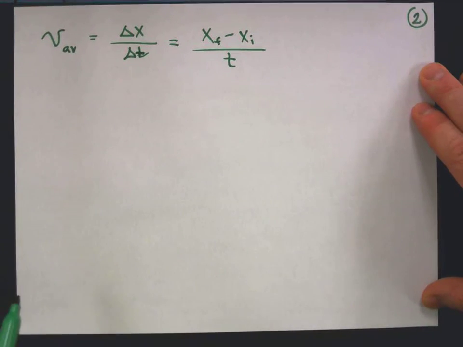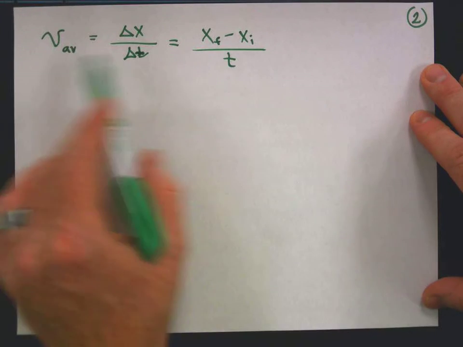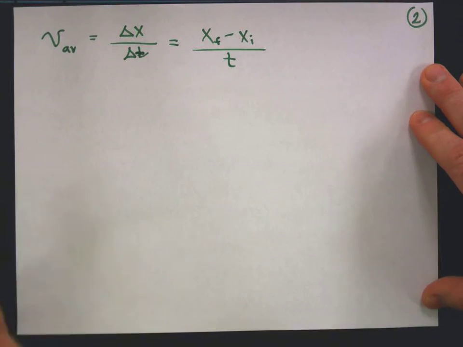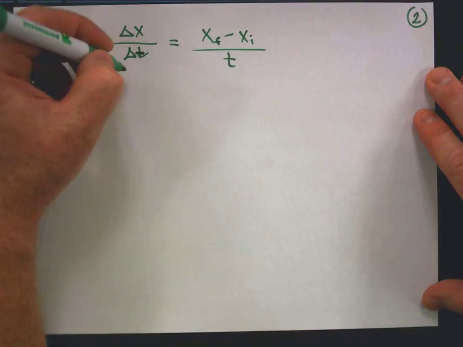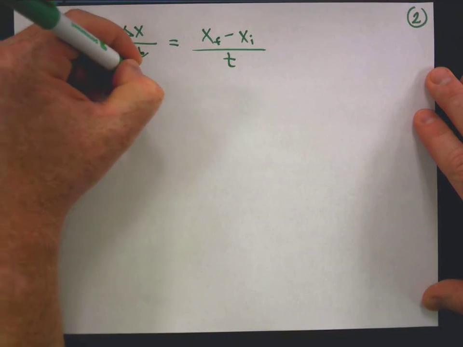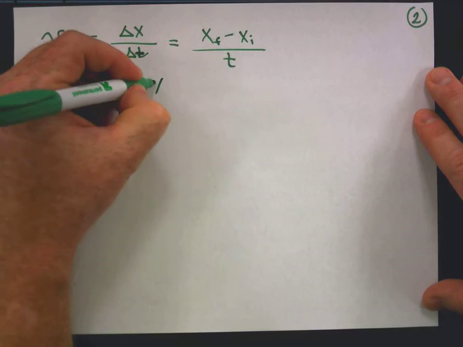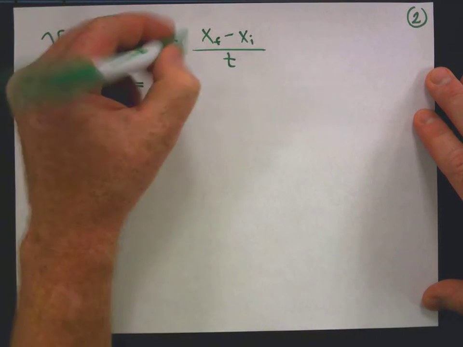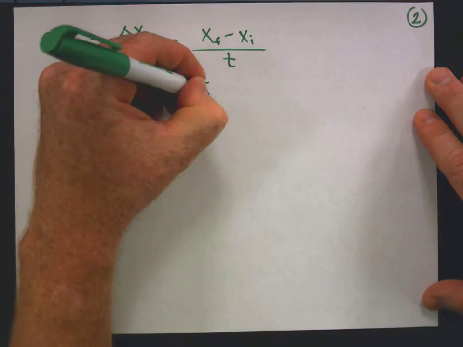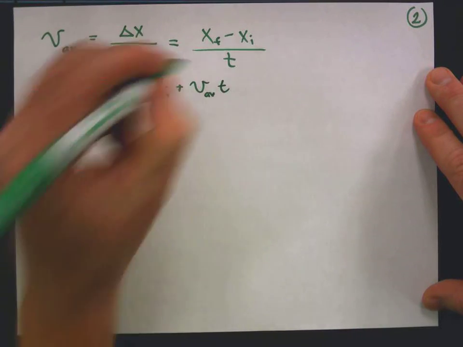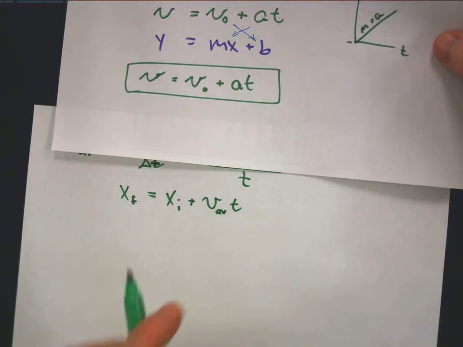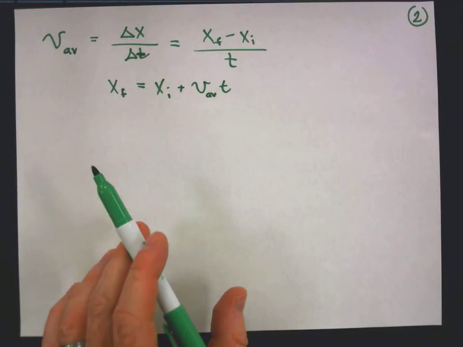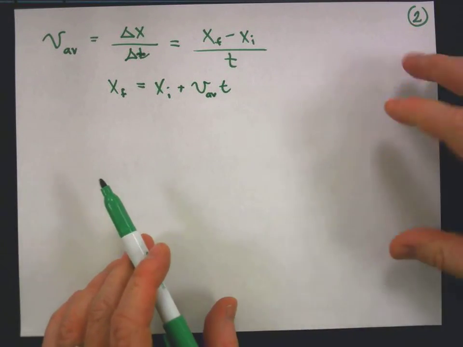And now I can't say that it's equal to instantaneous velocity, because velocity is changing. That's not the case here. However, we're going to rearrange this, and we get to see that final position is equal to initial position plus average velocity multiplied by time. The form you see is very similar to what we just saw, right? And now we're not done here though.